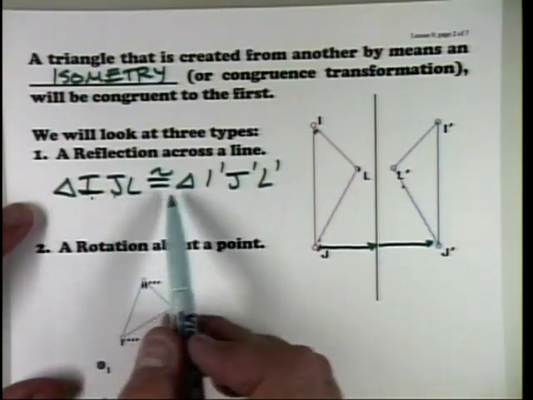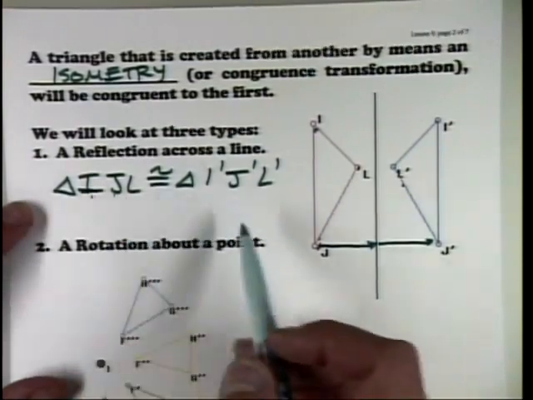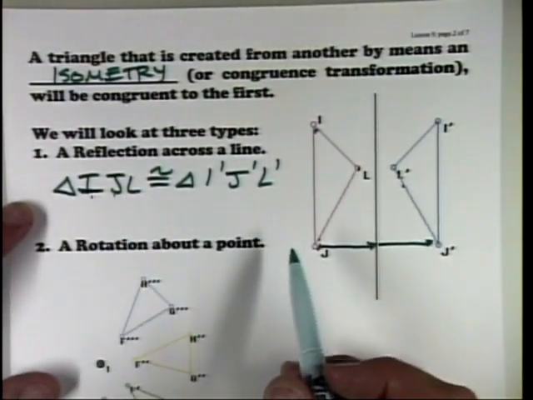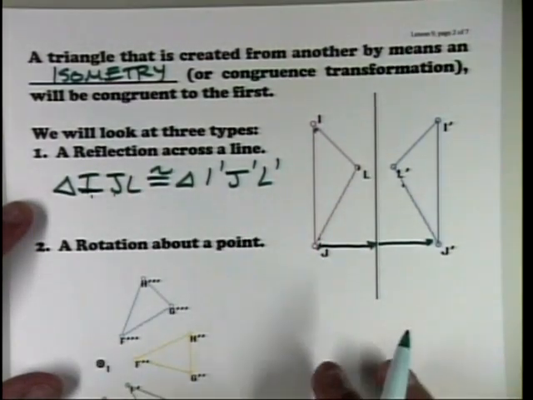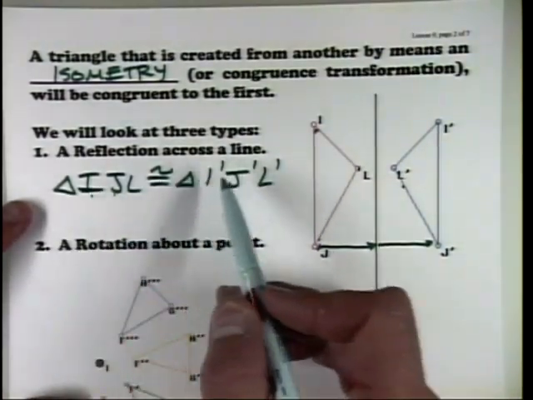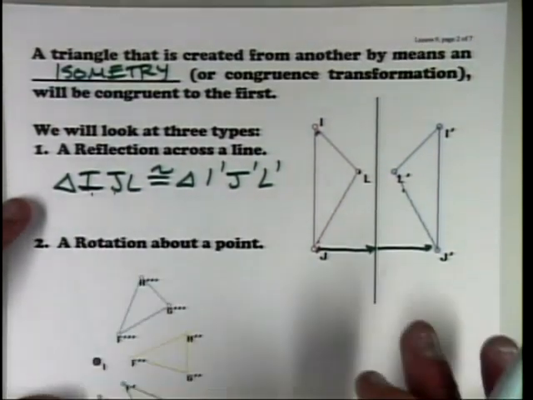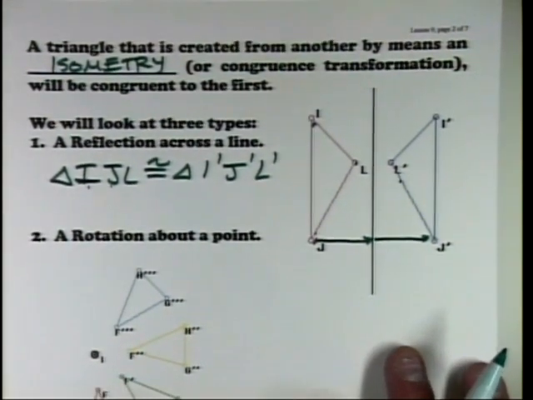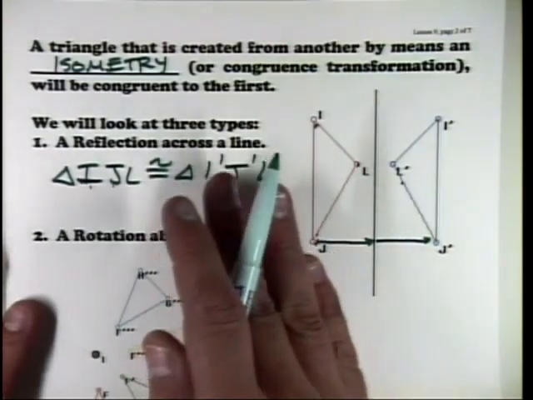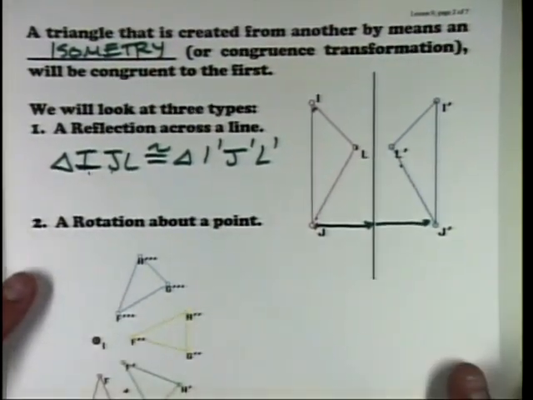So the order of the letters in naming the triangles is very important for congruent triangles because they're going to be corresponding letters. And the prime just means that it's related to I or related to J, but it's in a different location. Okay, so reflection across a line is a rigid transformation, and any graph of a triangle that's generated across a reflection of a line is going to be congruent.